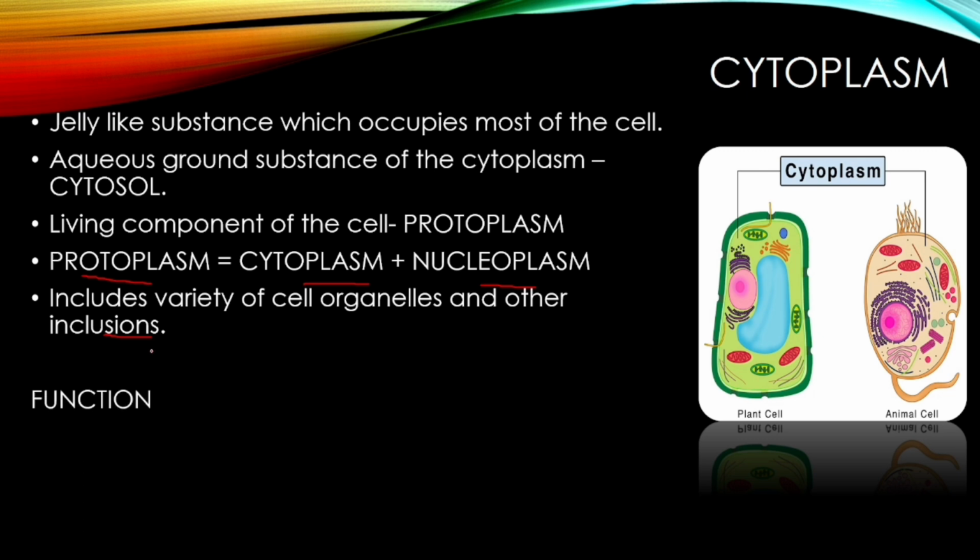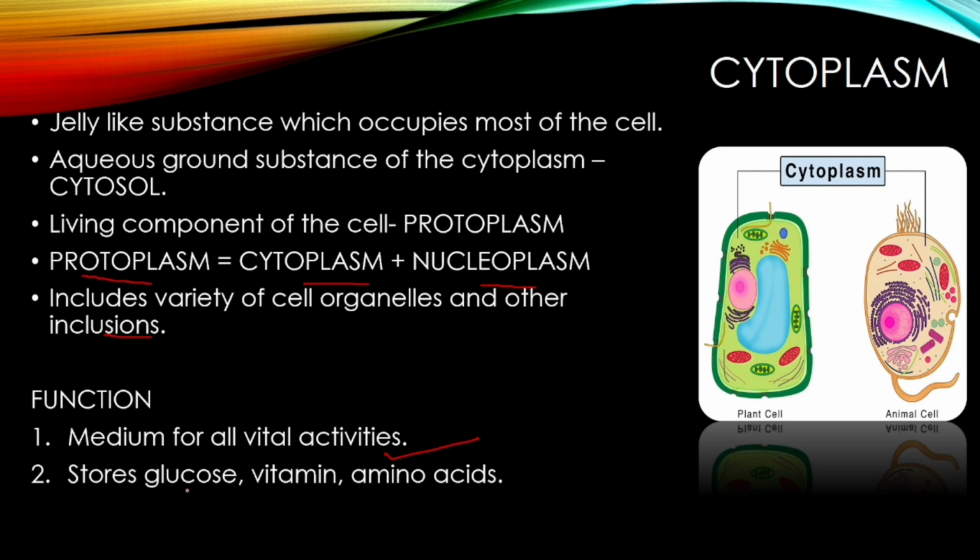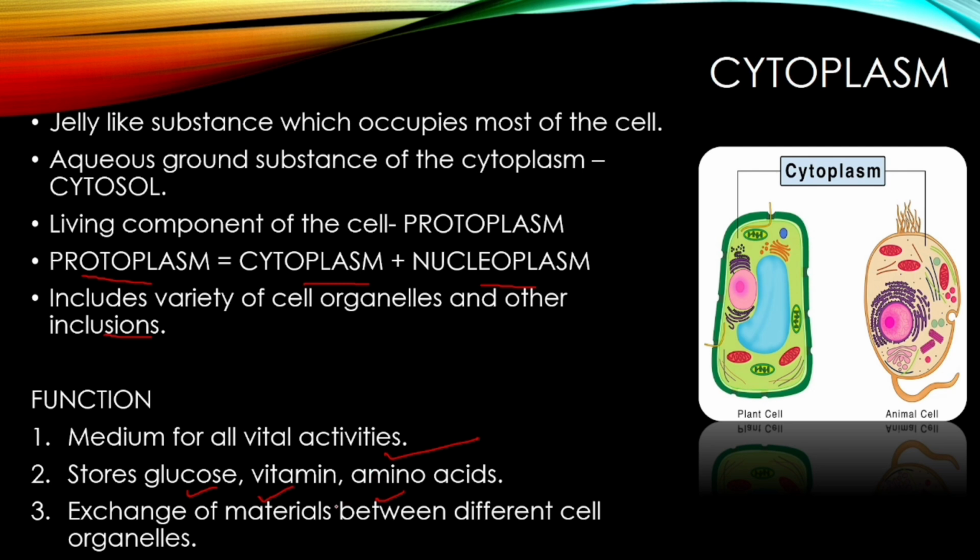Then what is the function of cytoplasm? It is the medium for all the vital activities going on in the cell. It stores glucose, vitamins and amino acids, and it is helpful in the exchange of materials between the cells and the organelles. So it also serves as a medium of transport, like the open sea from which the ship moves from one island to the other, transporting the material.